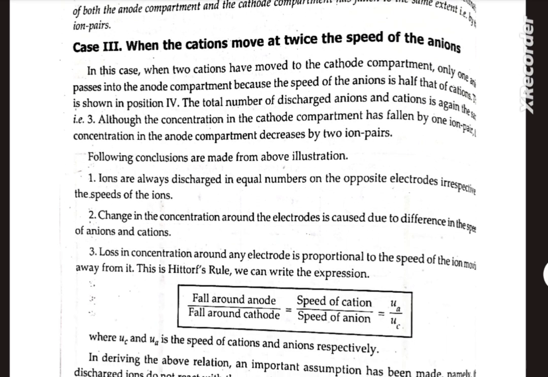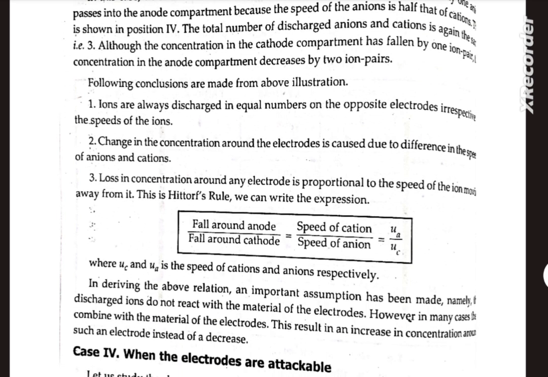Case 3. When the cation moves at twice the speed of the anion. In this case, when two cations have moved to the cathode compartment, only one anion passes into the anode compartment because the speed of the anion is half that of the cation. This is shown in position 4. The total number of discharged anions and cations is again the same, that is 3. Although the concentration in the cathode compartment has fallen by 1 ion pair, the concentration in the anode compartment decreases by 2 ion pairs.